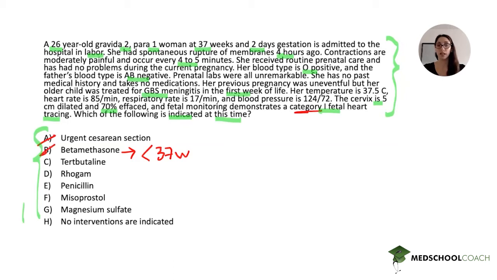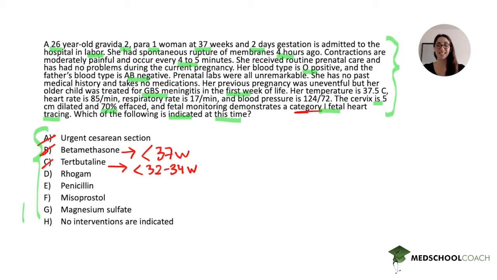Terbutaline. Terbutaline is a tocolytic. This answer choice is testing your knowledge of the fact that terbutaline, and any tocolytics, in fact, should not be given beyond 34 weeks. This is contraindicated. Depending on which tocolytic, they're contraindicated beyond 32 to 34 weeks. So this woman at 37 weeks, once she gets to term, there's no reason to delay delivery. There's no reason to stop her contractions, which is what tocolytics do, because she's at term and this baby can be born now. So this is wrong.